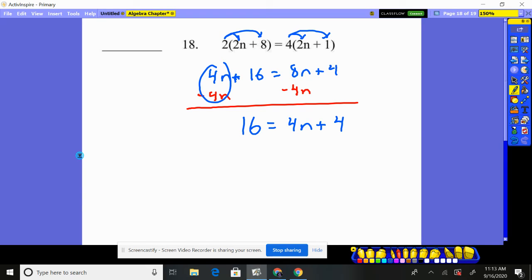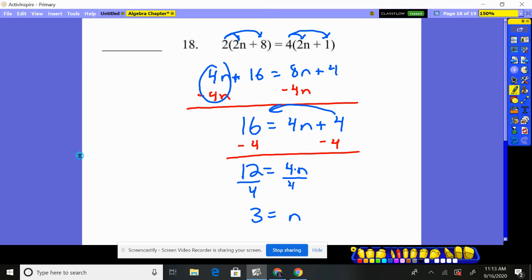Well, I want to get the variable by itself, and the number's over the other side, so I'm going to move that 4 over. So how do I get rid of adding 4? I subtract 4. 12 is equal to 4n. And now to undo the multiplying by 4, we divide by 4. 3 is equal to n. So n's equal to 3. If you plug 3 in here and multiply, you're going to get both sides to be equal.